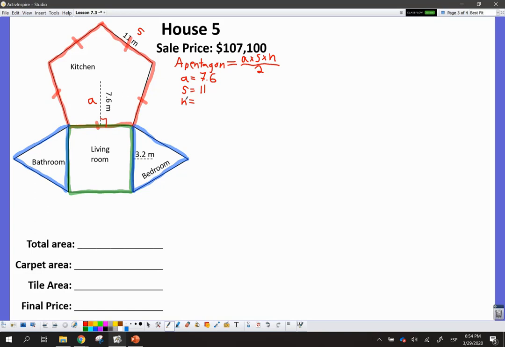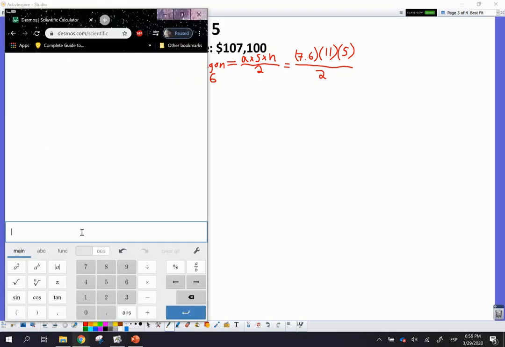Now n is the number of sides. So we've counted, we know it's a pentagon. Penta means 5. So now that I have the apothem, side length and number of sides, I can plug those into my formula. So I'm going to have first 7.6, that's my apothem. I'll put that in parentheses because I know I'm going to be multiplying these, times the side length, which is 11, times the number of sides, which is 5. And all of that divided by 2.